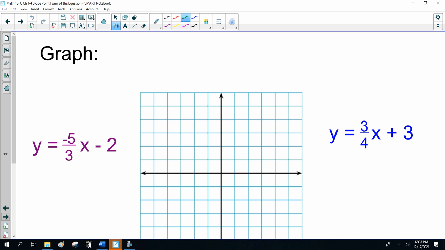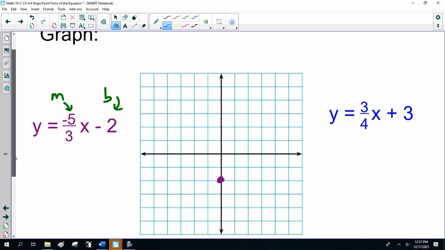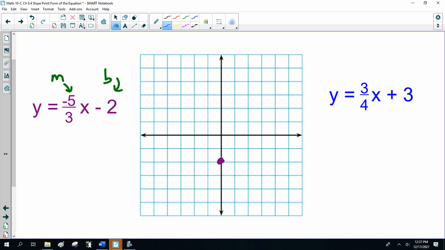Now, first things first, review. Notice these are slope-intercept forms, where m is the slope and b is your y-intercept. So these are really, really easy to graph. You find your y-intercept, minus 2, then you use your slope. Down 5 over 3, I can't do that here, but I can go back 3 and up 5. That gives me 2 points. I play connect the dots, and there we go. That's the graph. That's what I need to be able to do.